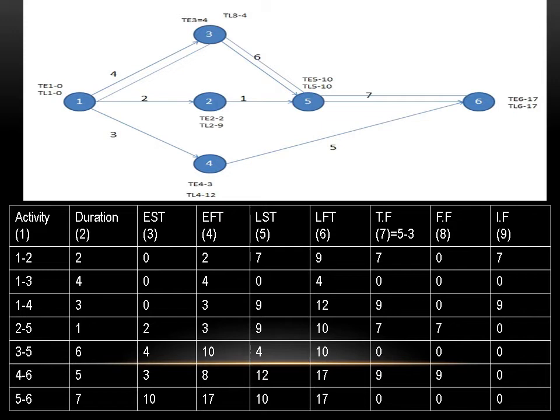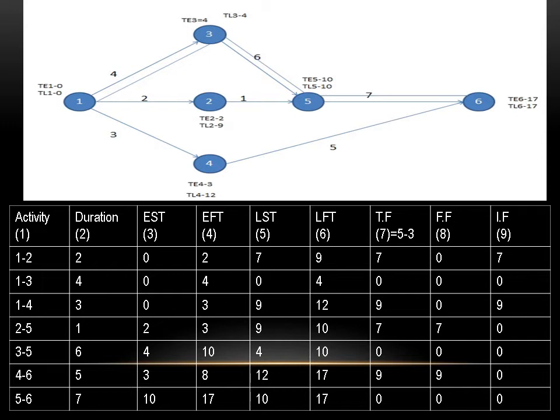Write this point: in the critical path the total float is 0. This is very important. Total float in a critical path is always 0. You can see which activities are 0: 1 to 3 it is 0 total float, then 3 to 5 it is 0, and 5 to 6 it is 0. You can clearly see 1, 3, 5, 6 is the critical path and their total float is 0. Okay.